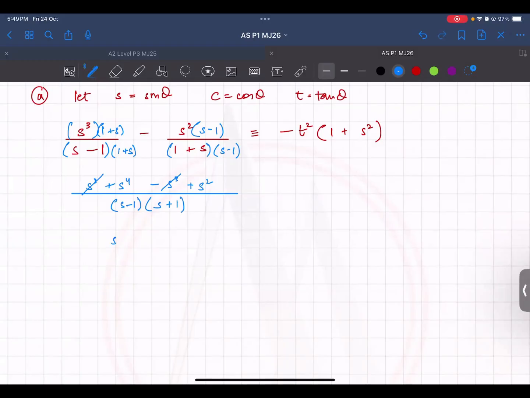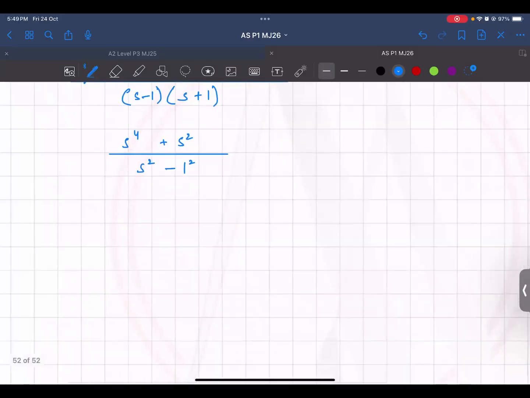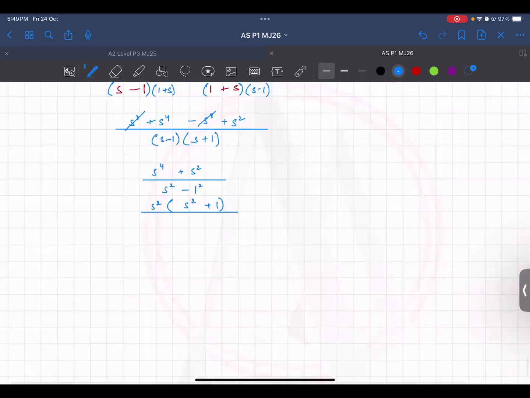So you have sine 4 plus sine square upon, in the denominator you can apply the third identity, (a plus b)(a minus b) becomes a square minus b square. So sine square minus 1 square. Further you can take sine square common in the numerator. So this would become sine square into sine square plus 1, divided by sine square minus 1.